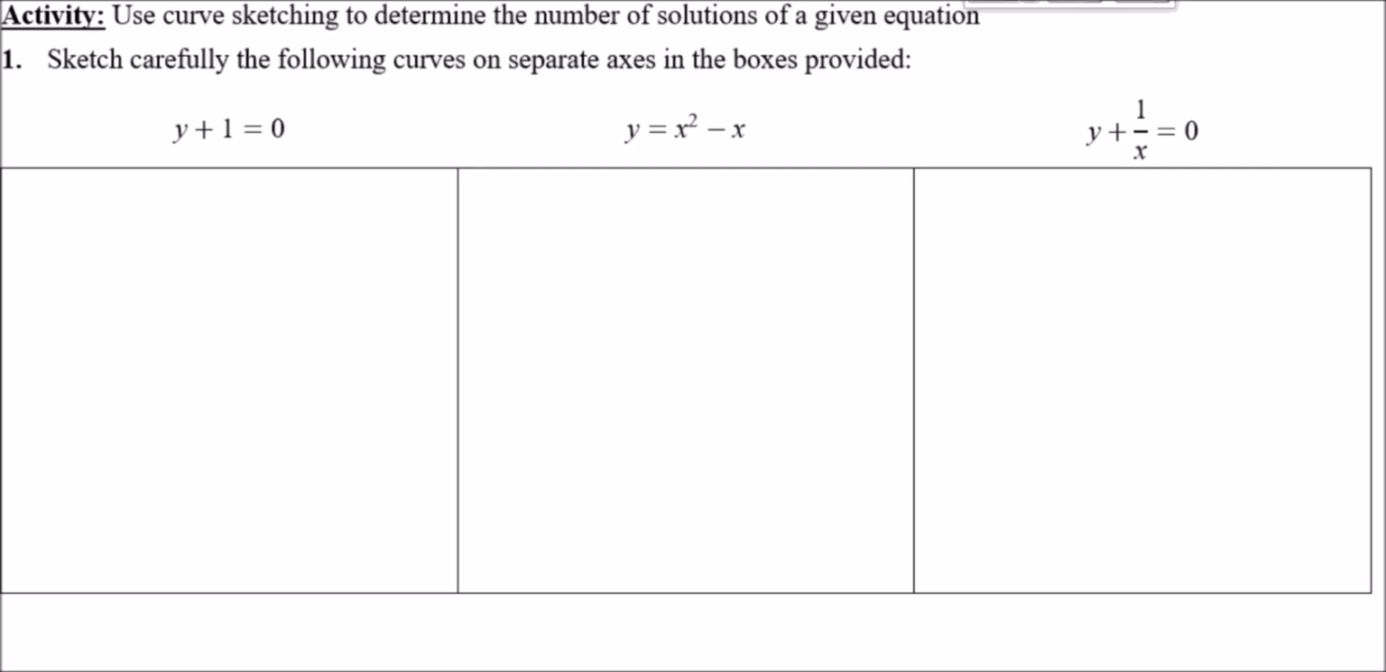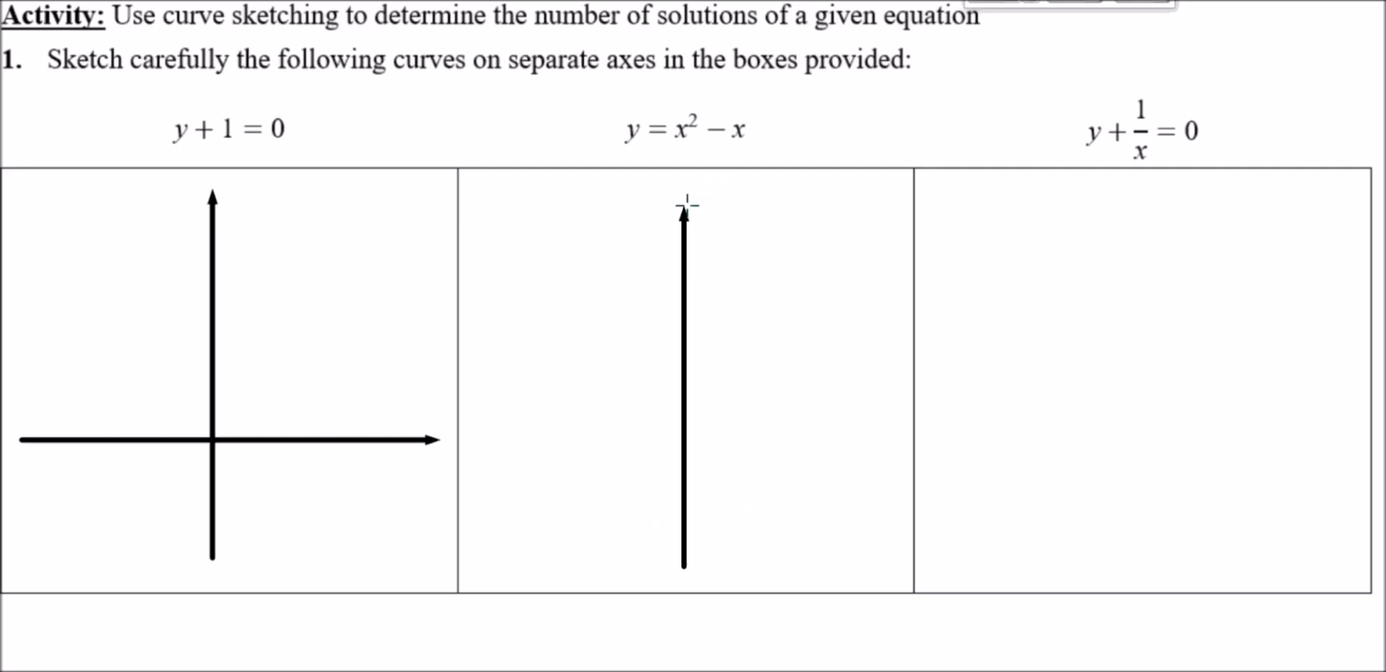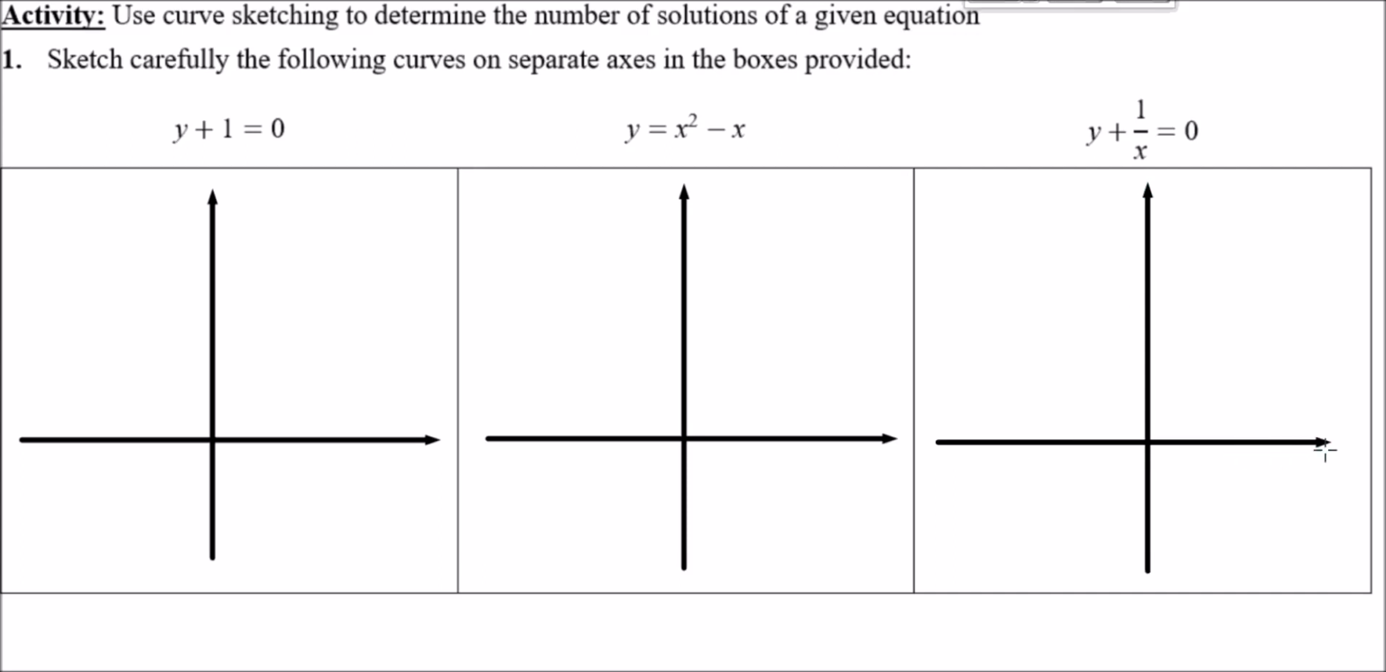And so first of all, we need to do y plus 1 equals 0. Let's get some axes on here. Okay, so we need an x and a y. In fact, we do for all of these, so let's just do the same thing. I'd recommend using a ruler for this. Sometimes I'm a bit naughty and I don't, but that's bad practice. Use a ruler, please.